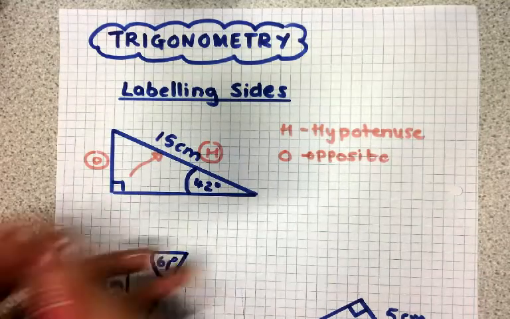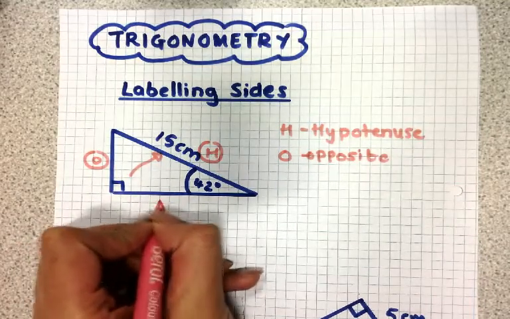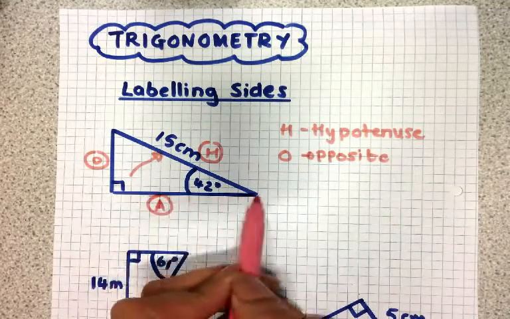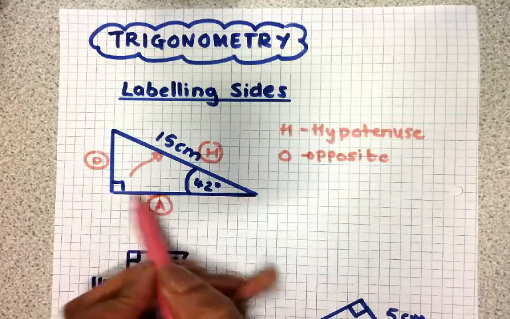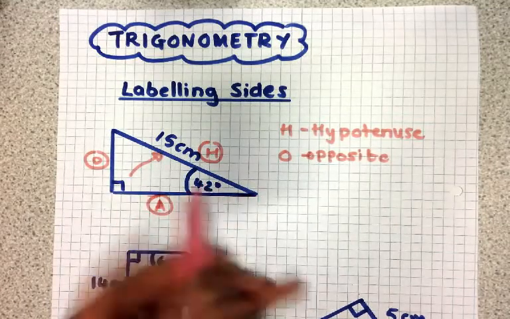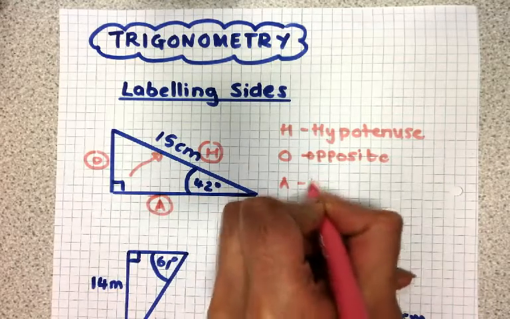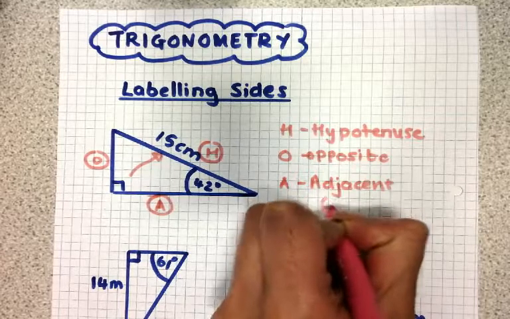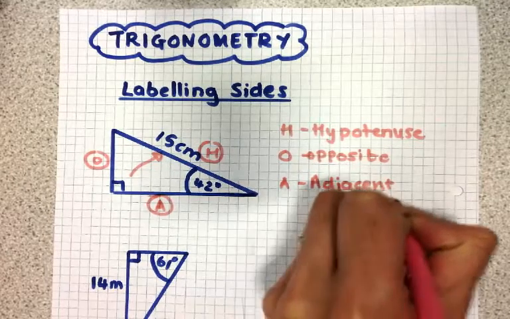And then the other side is A. A means adjacent. This length is next to the 42. So A, adjacent, which means next to.